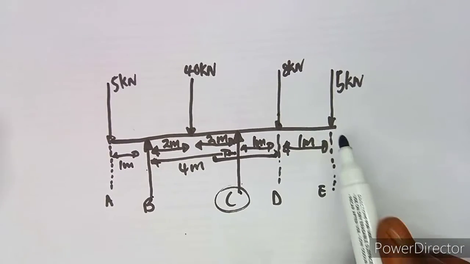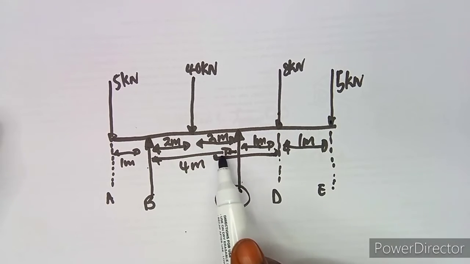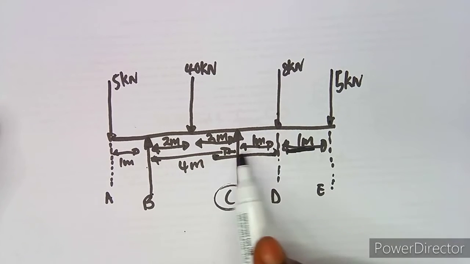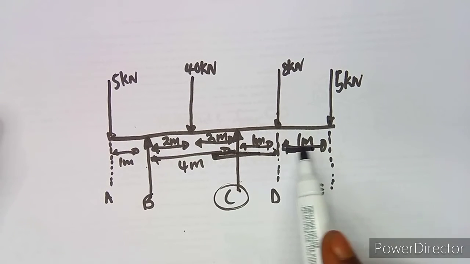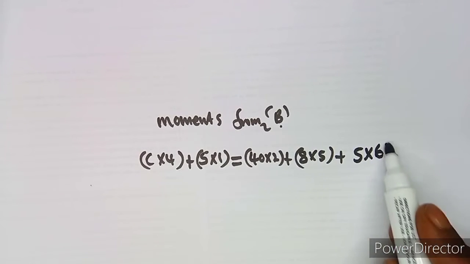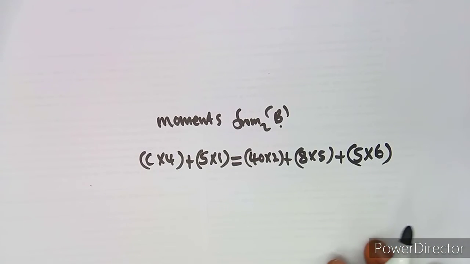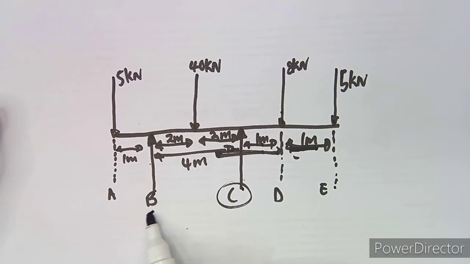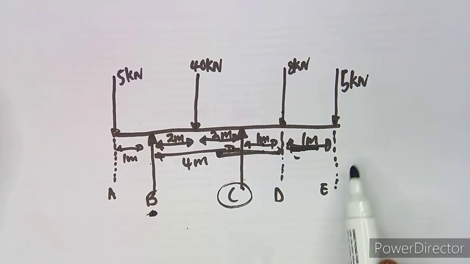Plus you move on to the 5 here at the end. As you can see here, we add 1 meter, because this is 5 plus 1, which gives us 6 meters. So it's 5 by 6 meters, like that. These are the moments that we can take about the point B.